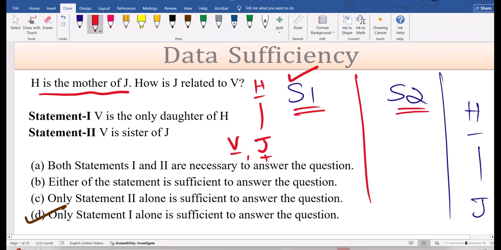Then don't leave the question; we have to try 2 alone as well. When I go for 2 alone, H is mother of J, fine, and V is sister of J. J's gender we don't know. So how is J related to V? We cannot conclude using 2 alone. So we can say the answer is statement 1 alone is sufficient.